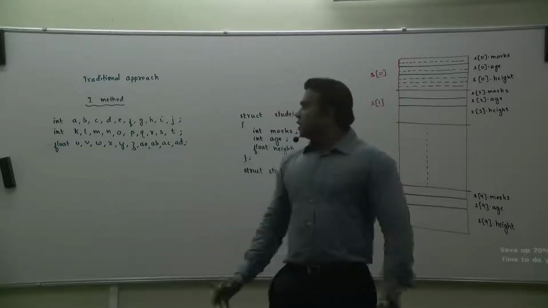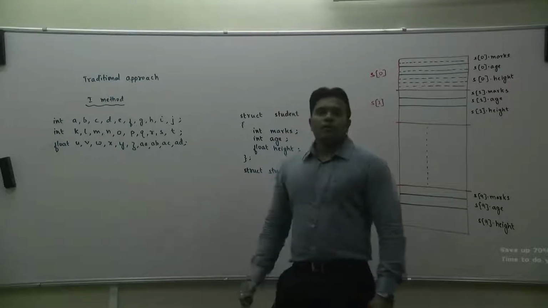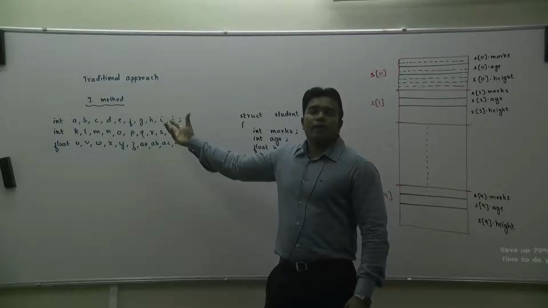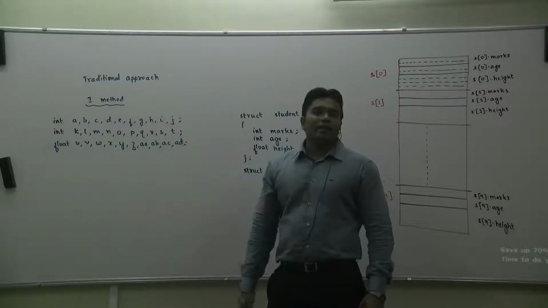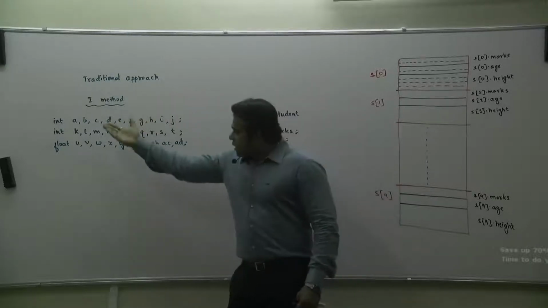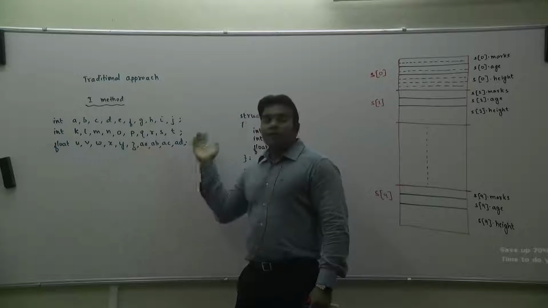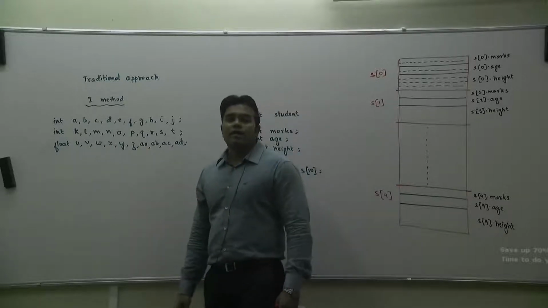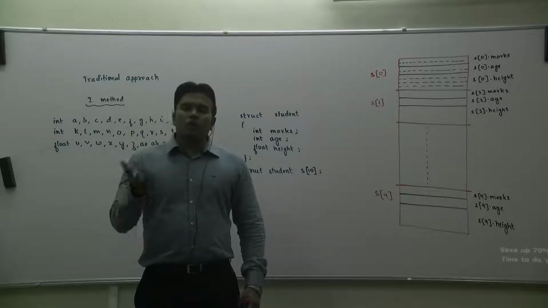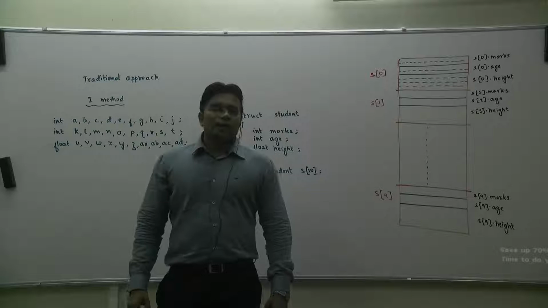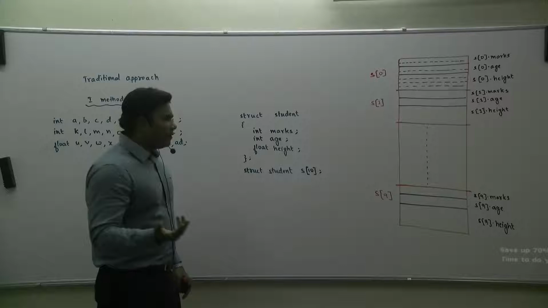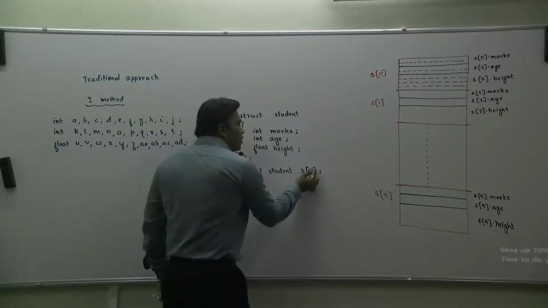Sorry, not 10 students, if I tell you to prepare 100 students, how frustrated you will get. Because for 100 students, you have to create 100 variables plus 100 variables plus 100 variables, 300 variables. Such a headache. Moreover, you won't know which variable stores what. Here, if I say 100 students, very simple, you only put one extra 0 here, that's all.